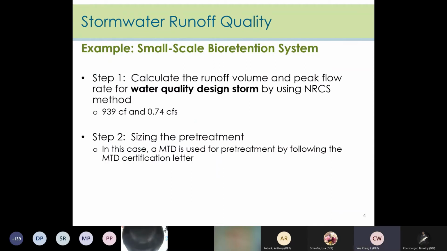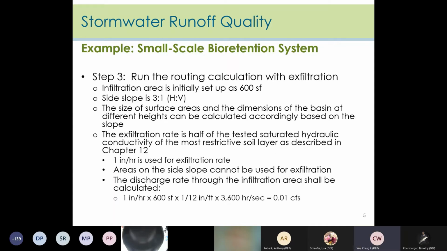Then step 3 is to run the routing calculation. Oh, sorry, I got ahead by one slide. So that's the next slide. Step 3 is to run the routing calculation with infiltration. The infiltration area initially set up for this case is 600 square feet.